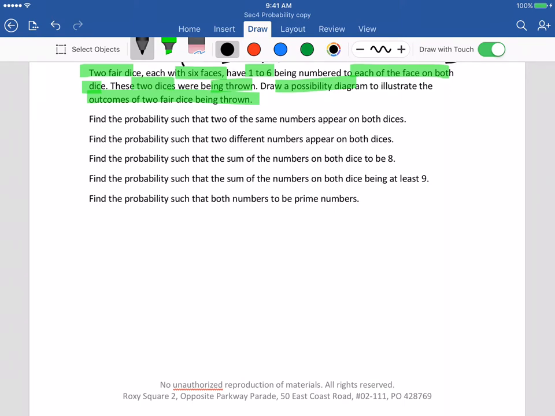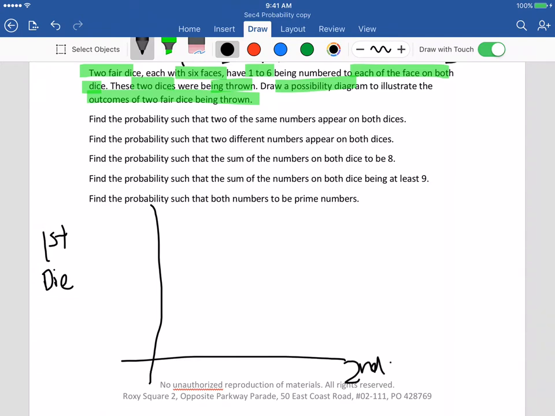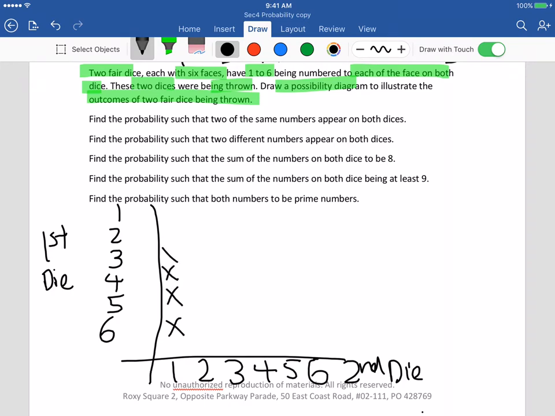So same thing, we draw a horizontal axis and then we draw a vertical axis. On this one, I'll write first die. This one will be our second die. So for the first die, the different outcomes are 1, 2, 3, 4, 5, 6. The other one, 1, 2, 3, 4, 5, and 6 as well. Next step, we're going to draw crosses. 1, 2, 3, 4, 5, 6. We're going to be patient about this.